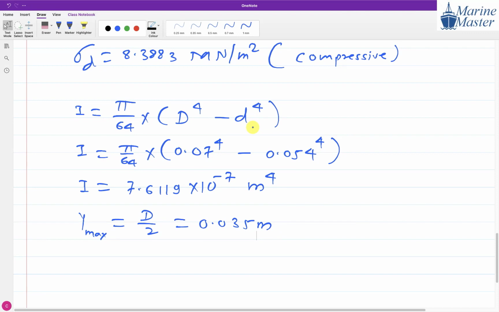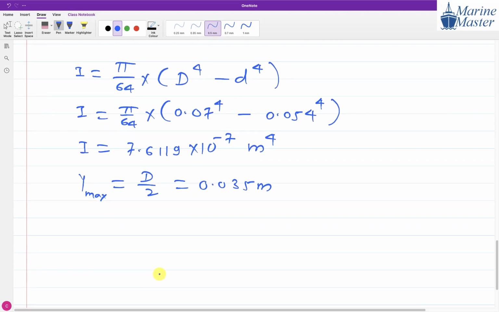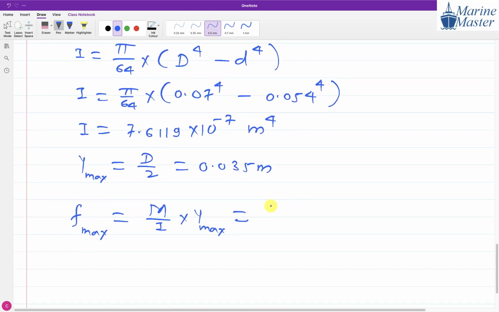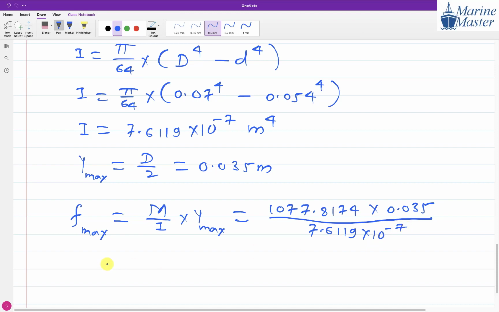One minute, guys, don't write anything, just listen. If you calculate it, then no problem, but if you are not, listen. Then F max will become what, everyone? M by I into Y max. Then capital M, how much did we calculate at the top? 1077.8179 into Y max 0.035, divided by I, how much did we calculate? 7.6119 into 10 to the power minus 7. Everyone, please put the values in your calculator and tell me the value of F max.